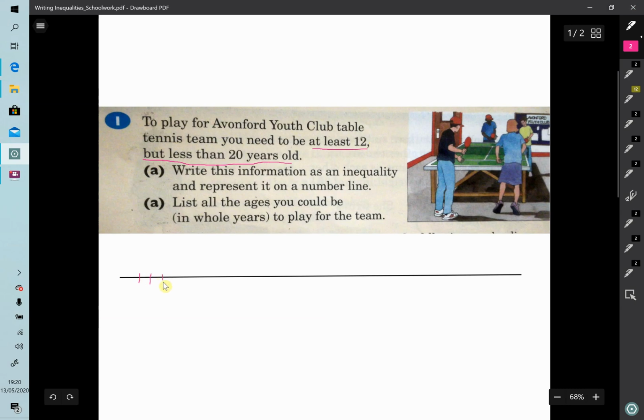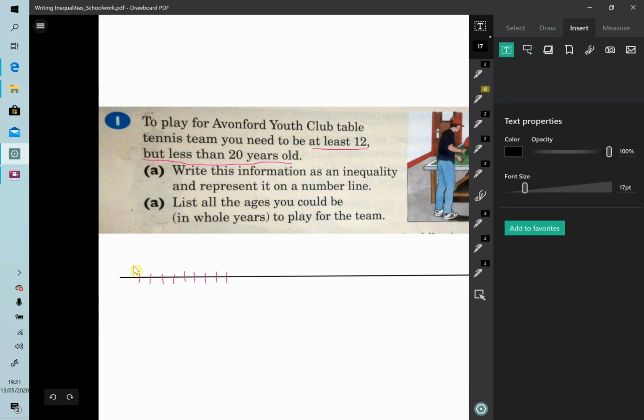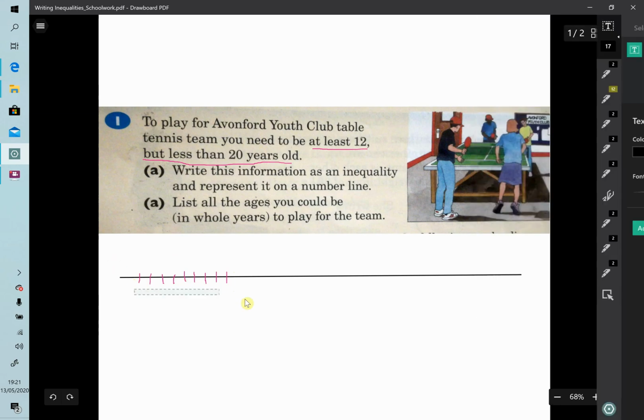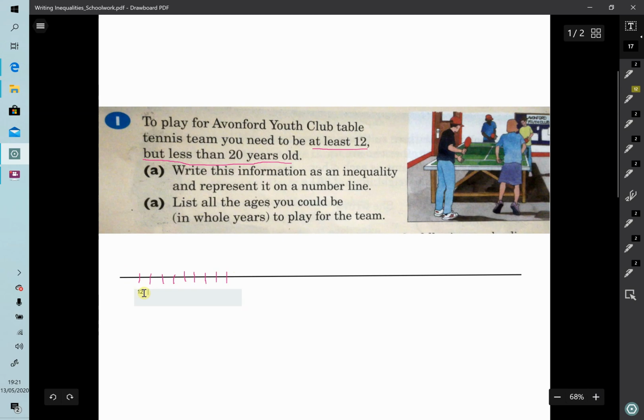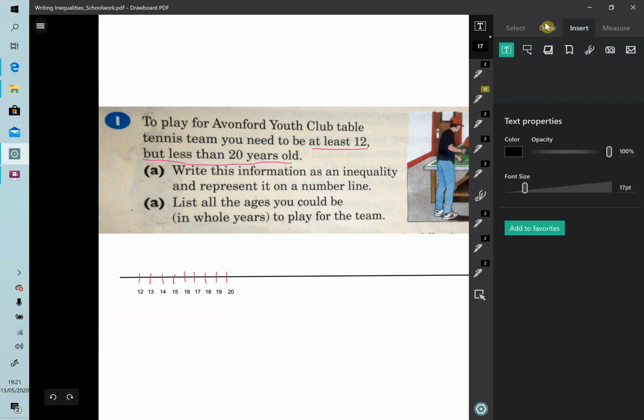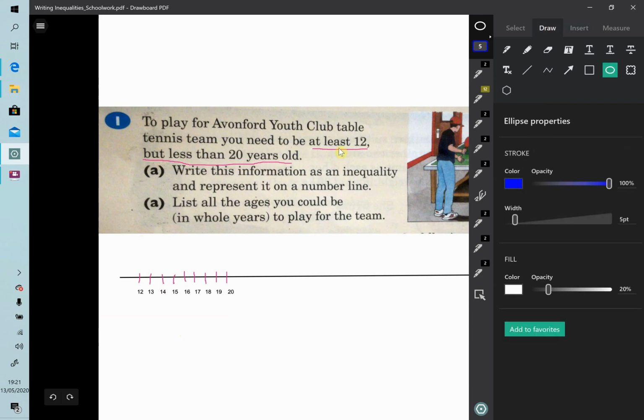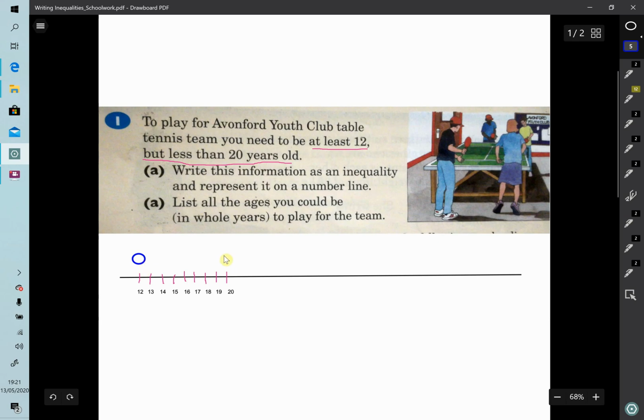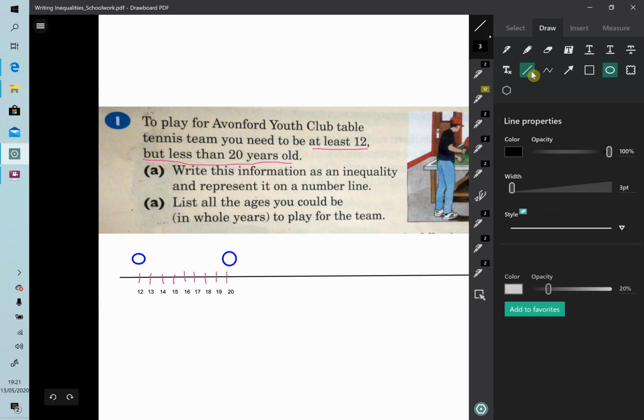12, 13, 14, 15, 16, 17, 18, 19, 20. All right, my line is a bit too long, but anyway. So we've got 12, 13, 14, 15, 16, 17, 18, 19, 20. Another thing is, let's do it with the circles, girls. So I'm going to have a circle on the 12, because it's between 12 and 20. And I'm definitely going to have a line between them.